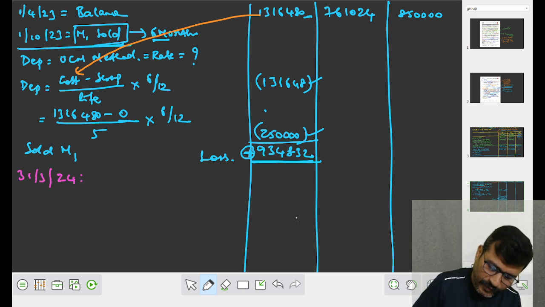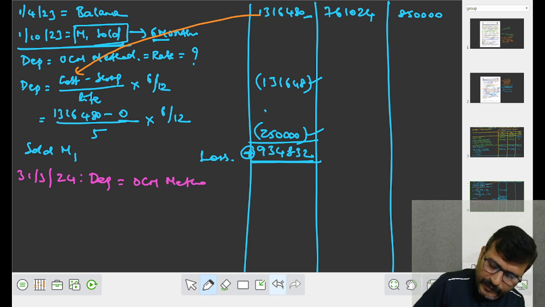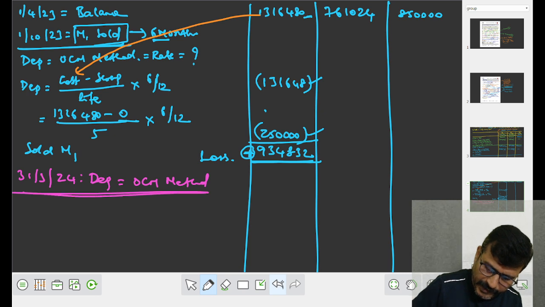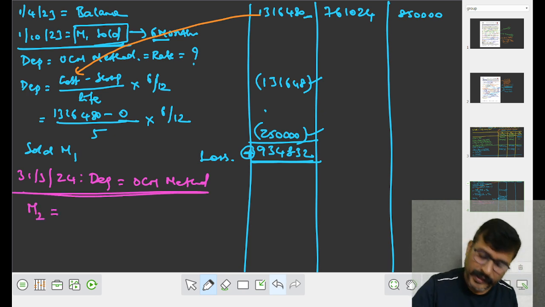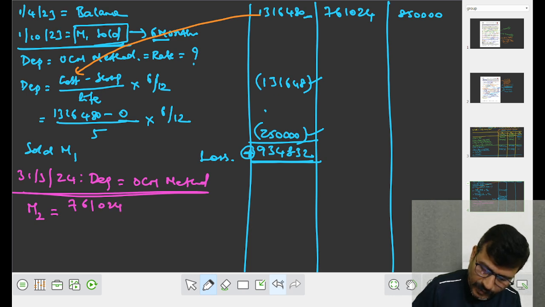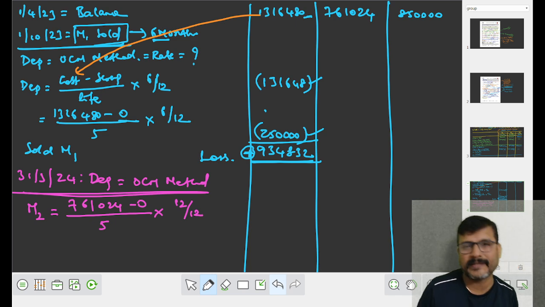Fine. After this, what happened? 31st March 24. Depreciation is under what method? WDV method. Right? Now for M2. M2, what is the cost now? 7 lakh 61,024, minus 0, divided by life, which is 5 years, for 12 months.